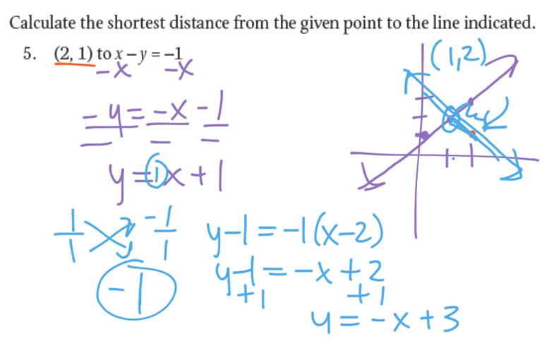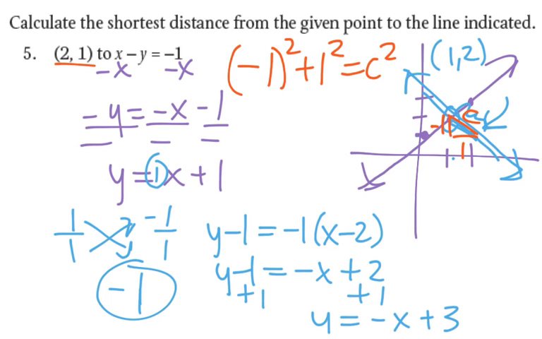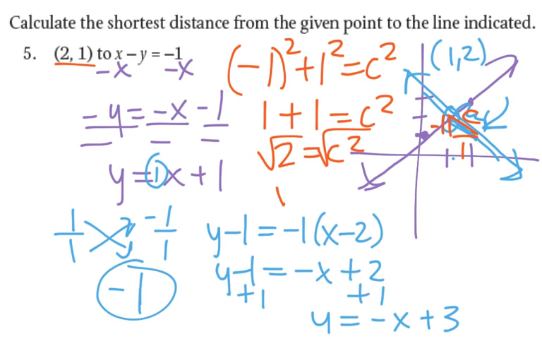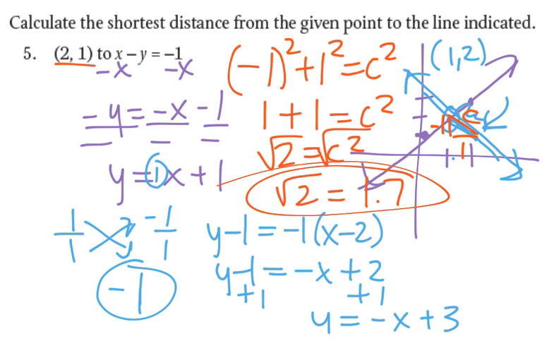So then, what I do is I make that triangle because I like to use the Pythagorean theorem. So I'm going down 1 to the right 1. Okay, so negative 1 squared plus 1 squared would equal c squared, because that's c. So 1 squared is 1, negative 1 squared is 1. Add them together, we get 2 equals c squared, take the square root, and we get the square root of 2, which is like 1.4. So that's our distance. Okay?